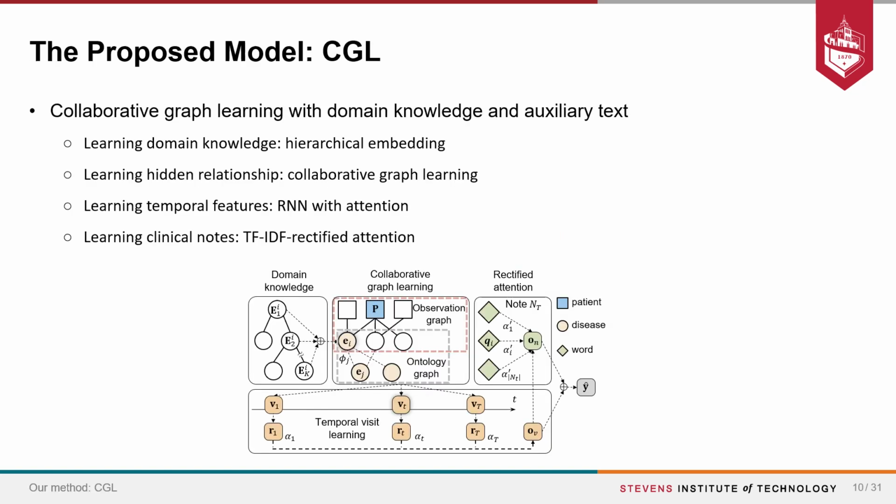To address these challenges, we proposed CGL, a collaborative graph learning model with domain knowledge and auxiliary text. Here is the model overview of CGL. The first is learning domain knowledge with hierarchical embedding, and we create a collaborative graph for patients and diseases to learn the hidden relationship. Next, we use an RNN with attention method to learn temporal features for diagnosis. Finally, we propose a TF-IDF-rectified attention method for clinical notes.